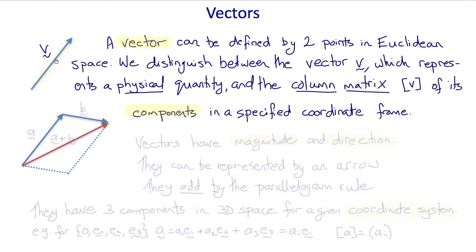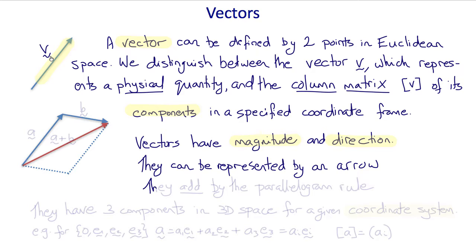A vector, such as this one, has magnitude and direction and can be represented by an arrow. Two vectors add by the parallelogram rule. So if this is vector A and this is vector B, their sum, A plus B, is this vector.